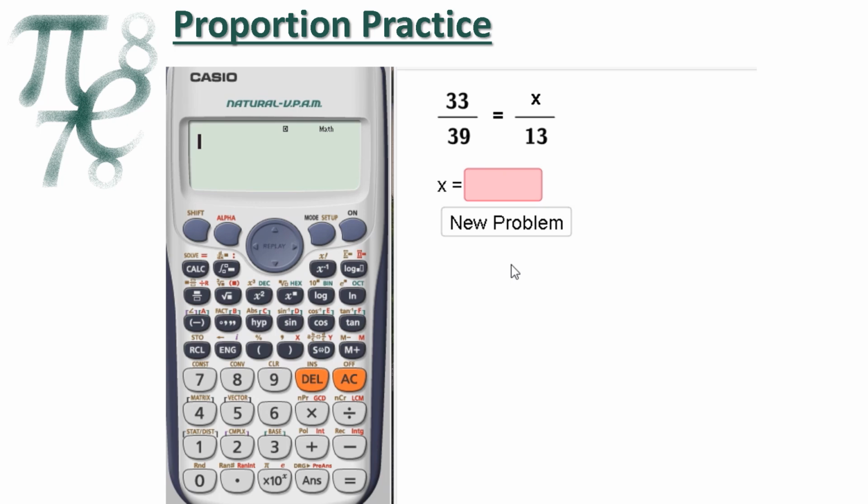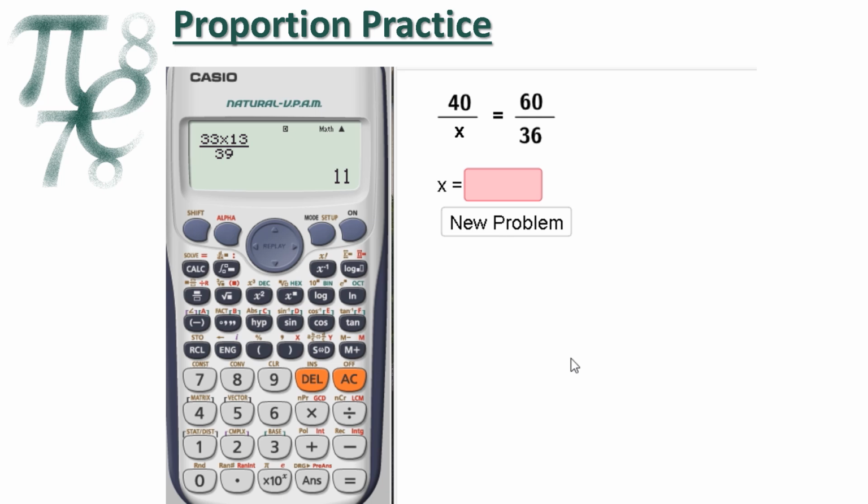Proportion practice. Finding the unknown in a proportion. Solve this in one step. Cross multiplication. The number multiplied by x is 39, it will be in the denominator. Directly use the calculator. We press the fraction button. 33 multiply 13 divided by 39 equals 11. X equals 11 is correct.